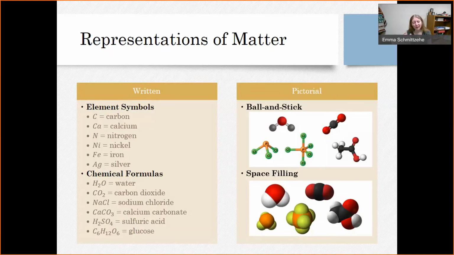Now the space filling models are just a condensed form. The atoms are just merged together, eliminating those bonds. And so instead of showing them, the merging of those atoms is indicating those things are bonded together. Okay, so that's it for just some basics of classifications and representations of matter.